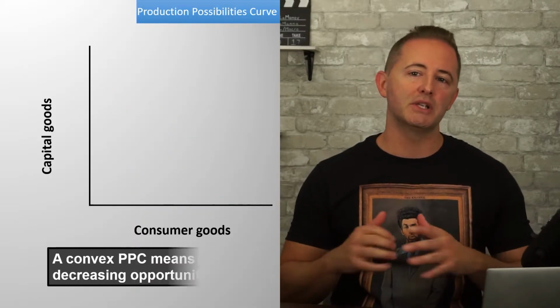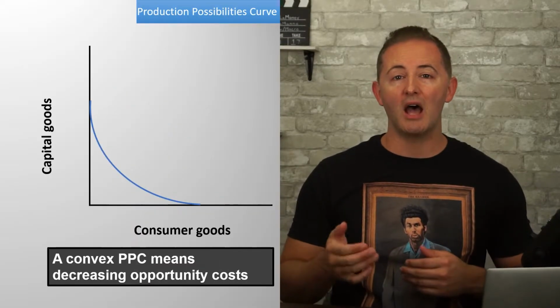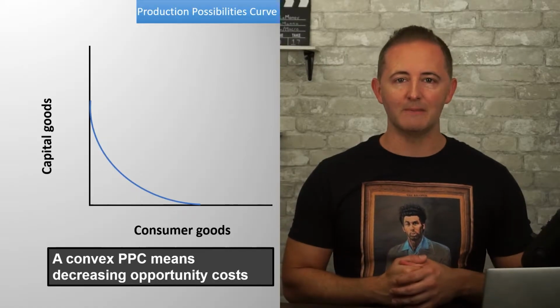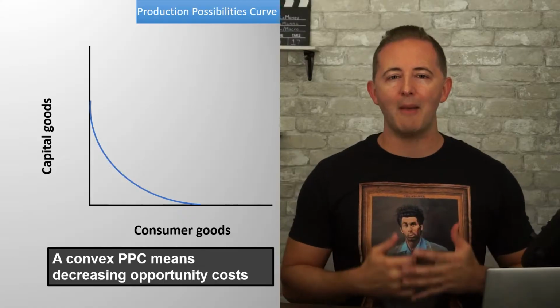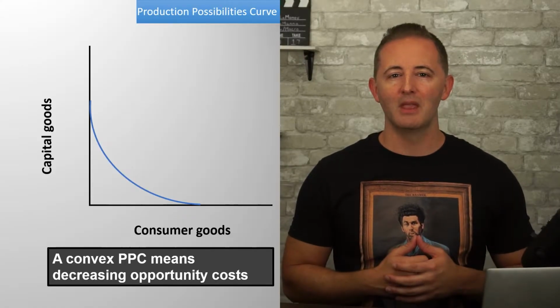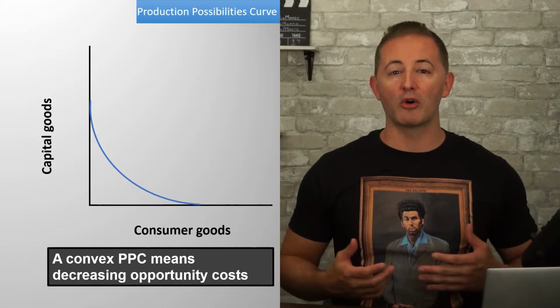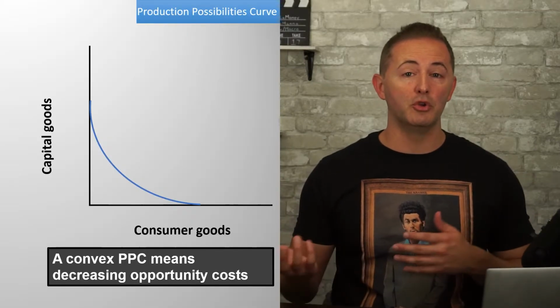And lastly, decreasing opportunity costs are shown by a convex or bowed inward PPC. It's the opposite of the last one. The more consumer goods we produce, the fewer capital goods we have to give up, and vice versa. Basically, the idea is that by producing more of one, it actually makes us better at producing the other.